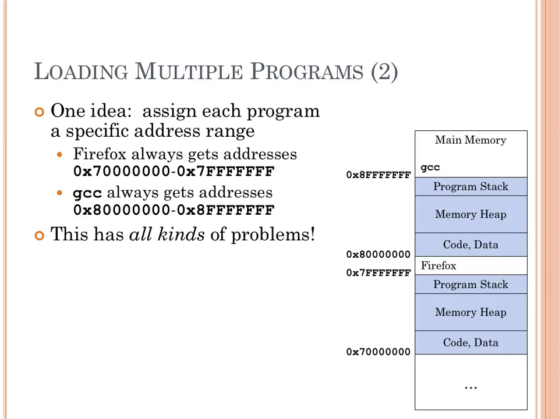What about having 2 copies of GCC running at the same time? You're not allowed to do that anymore with this approach, right? Well, if GCC were statically allocated a particular address range, you're stuck.